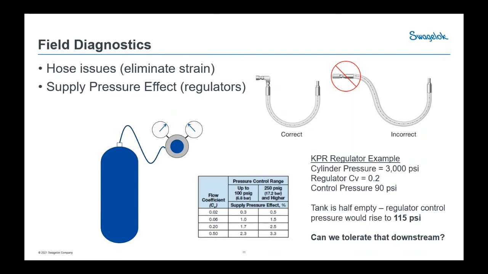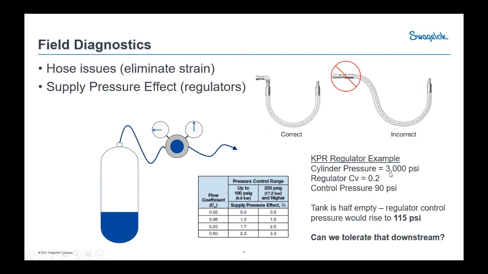Then I want to talk a little bit about the supply pressure effect. This happens as your tank is being depleted. So as it turns out, as your cylinder pressure decreases, the outlet pressure out of your regulator increases. And this happens because of the balance of forces that occur within a regulator and all the work that goes into maintaining that pressure. So we're going to use an example here to calculate that.